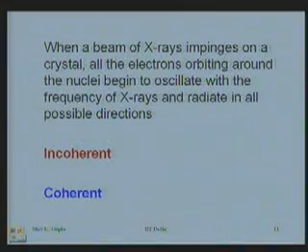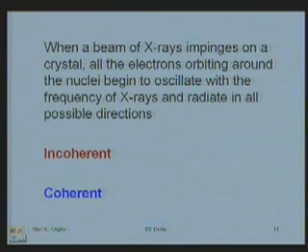Now, what happens actually when these X-rays are impinged on the crystal for which you are trying to determine the crystal structure? There are electrons orbiting around the nucleus of every atom. When these X-rays fall on them, they start additionally oscillating with the same frequency as the frequency of the X-rays. As a result, these electrons in turn start radiating X-rays, because they are oscillating, and all oscillators are going to radiate.